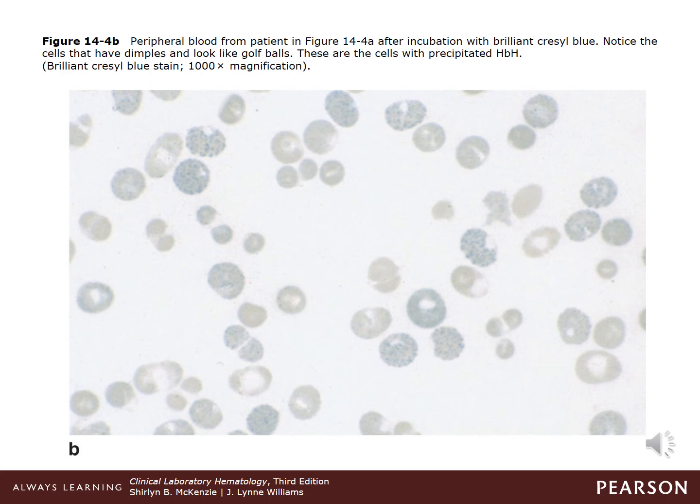So here you will see a supravital stain using brilliant cresyl blue to precipitate that unstable hemoglobin that you're seeing in the cells, which looks like a stippling. This type of hemoglobin H has an increased affinity for oxygen, which reduces the delivery of oxygen to tissues, causing it to be unstable and precipitate within the cell.